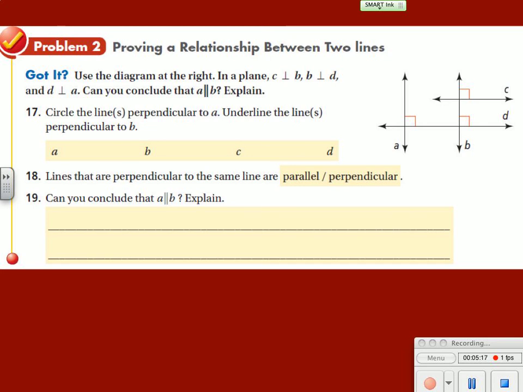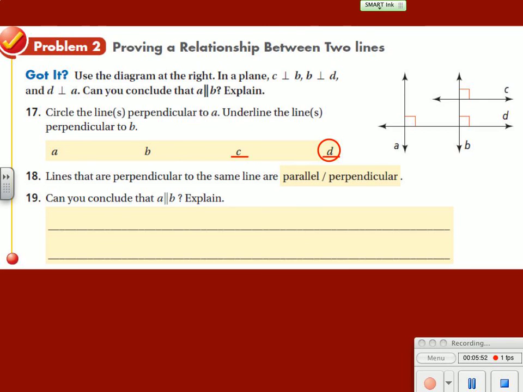All right, we're going to circle the lines that are perpendicular to A. Now, we're only going by the information given in the drawing. We're not going to assume anything at this point. So, the line that is perpendicular to A is just D, because that's the only thing we're given that's perpendicular to A. Now, we're going to underline the lines that are perpendicular to B. There are two lines that are shown to be perpendicular to B. That's C and D. So, lines that are perpendicular to the same line are parallel.